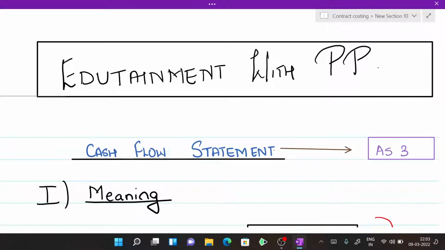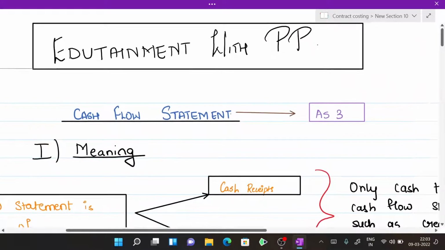flow statement. So let's get started with the cash flow statement, and here are the notes.